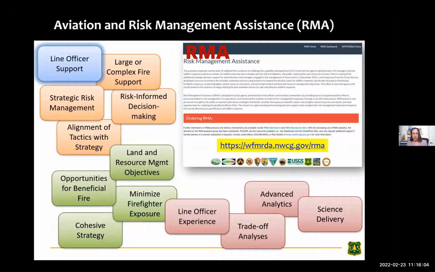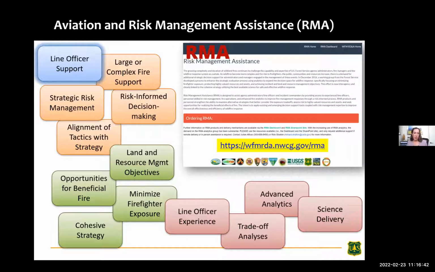It's a Forest Service effort that utilizes best available information to address uncertainty and risk within the decision-making process. Also, importantly, it helps measure and enhance performance. And the key piece of this is these thought bubbles around the outside of this screen grab show that it's really about line officer support. And line officer support when they're faced with large or complex fires, challenges with strategic risk management, risk-informed decision-making, and ensuring that tactics align with strategies.